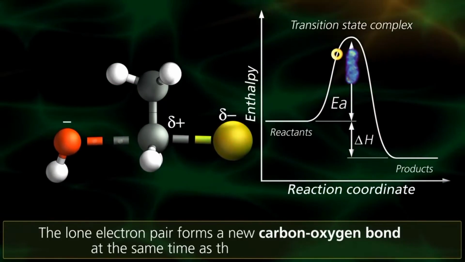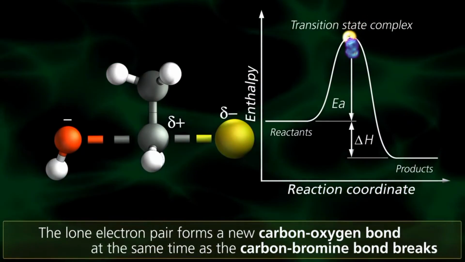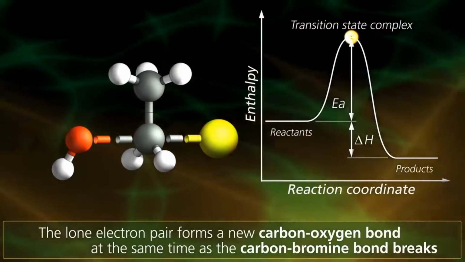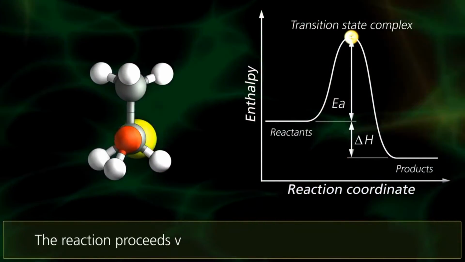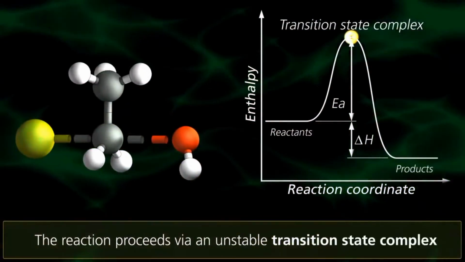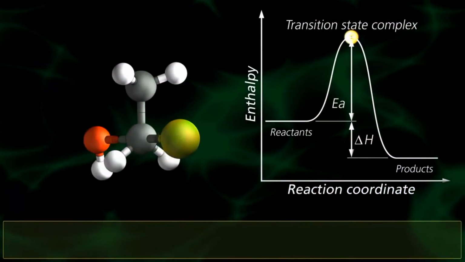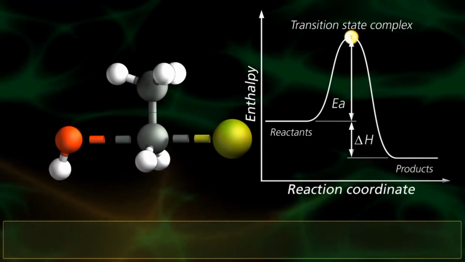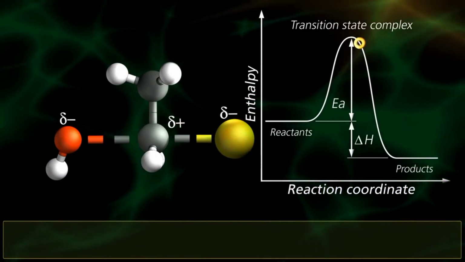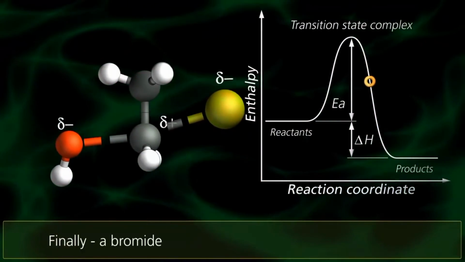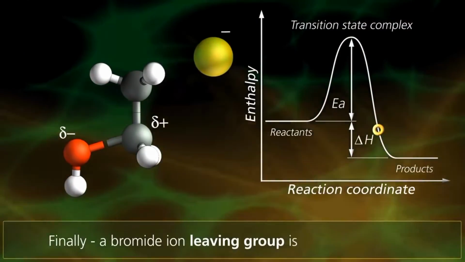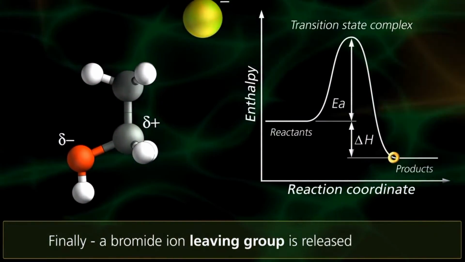The lone electron pair on the nucleophile forms a new dative covalent bond with the partially charged carbon atom to give an unstable transition state complex. The complex behaves like an umbrella blowing inside out as the bonds rearrange into a tetrahedral structure. A bromide ion, called the leaving group, is released.